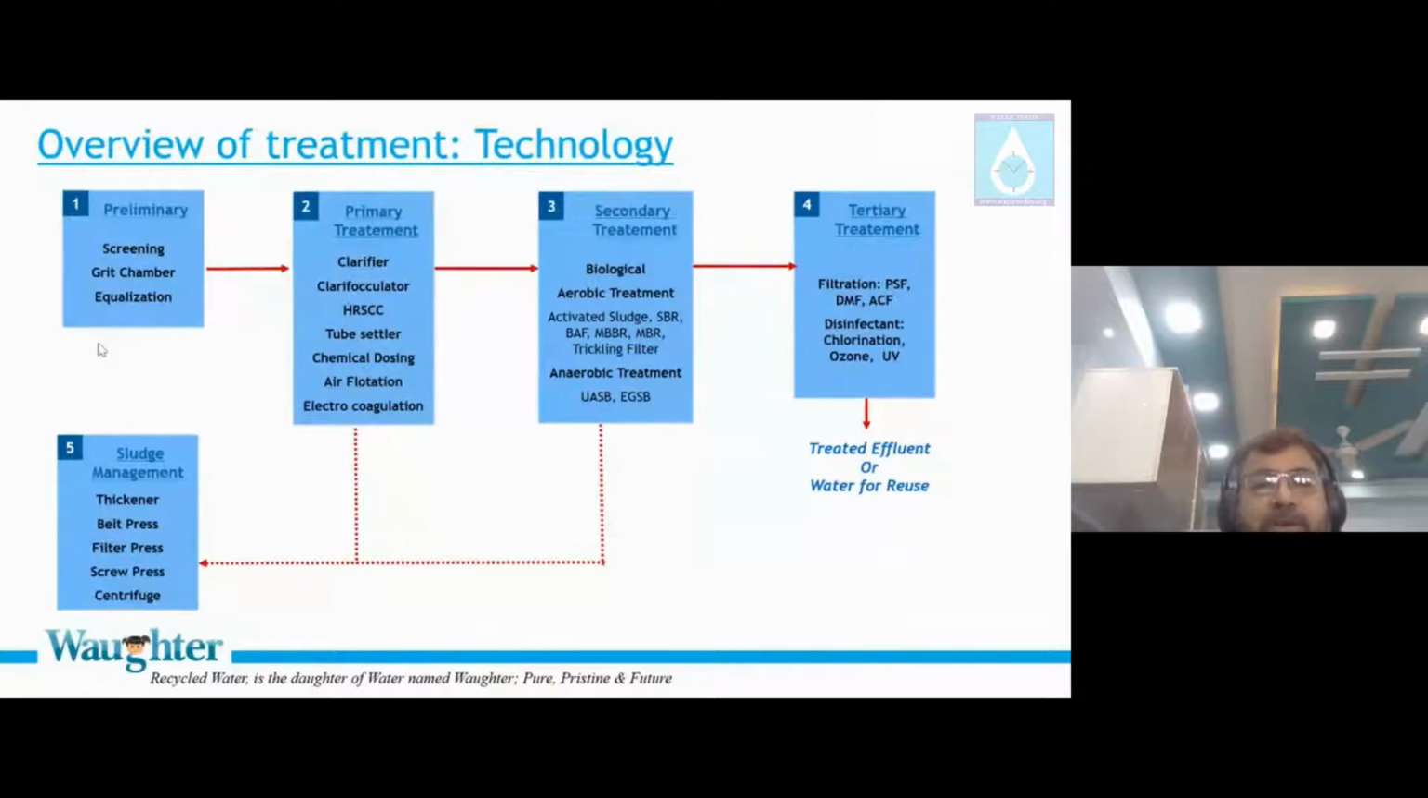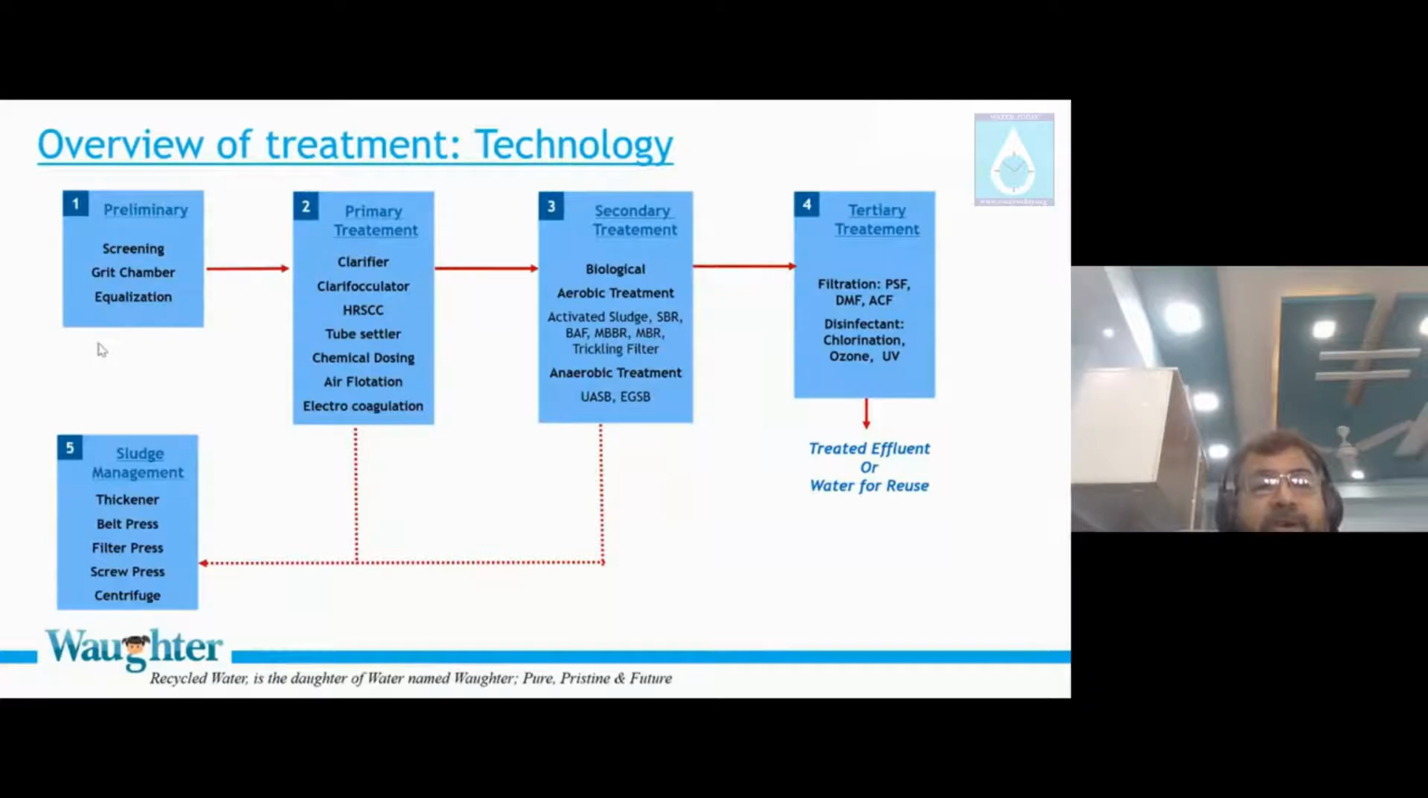Now, how do we systematically do it? We do it systematically by understanding and dividing into certain tools. So there are sections called preliminary, primary, secondary, tertiary, and sludge. These are the five goals. One of my colleagues, Twinkle, has put this up very nicely for me. Thank you, Twinkle, for breaking down the sections into different modules.